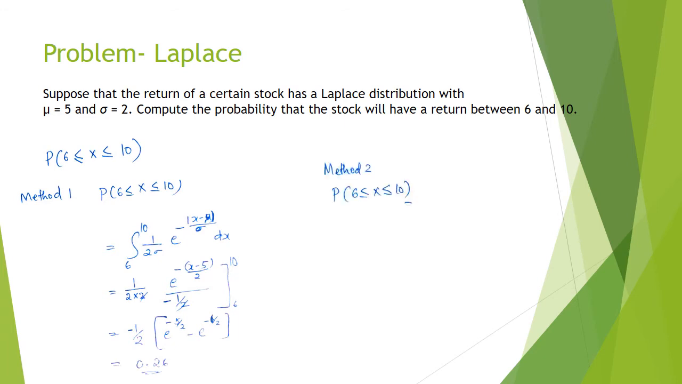The second method is, we know that the probability of a less than x less than b will be Fx of b minus Fx of a. So using that, Fx of 10 minus Fx of 6. Here 10 and 6 are both greater than mu, so I have to use the second function in the Fx table, that will be Fx of x equal to minus 1 by 2 e to the power mu minus x by sigma. Substituting the same, I will get the same value 0.26.